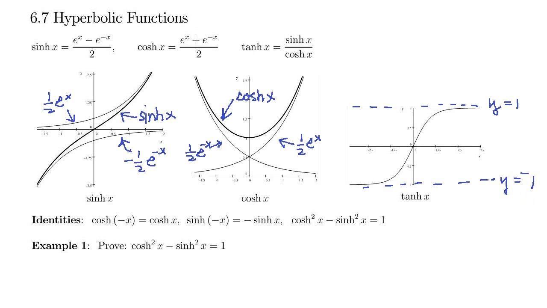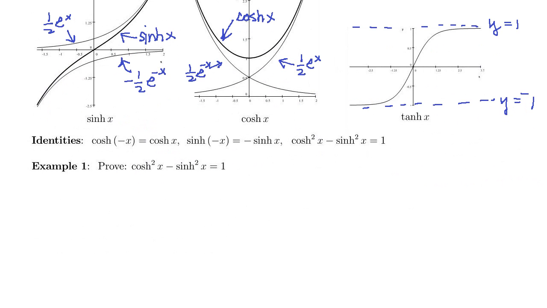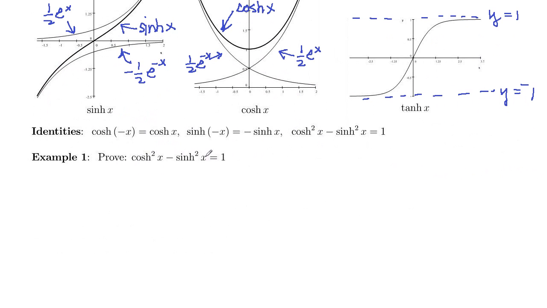Now the hyperbolic trig functions have identities just like the trig functions have identities. So first identity, cosh of negative x is cosh of x. So with trig functions, cosine of negative x is cosine of x. Sinh of negative x is negative sinh x. That's true for trig functions also. Sine of negative x is negative sine x. But instead of cosine squared plus sine squared is 1, we get cosh squared minus sinh squared is equal to 1. And we actually want to try and prove that identity.